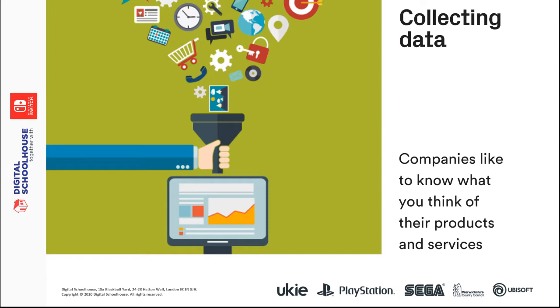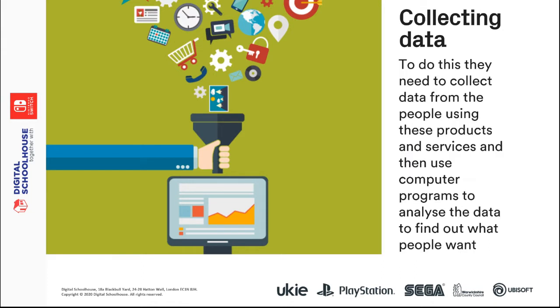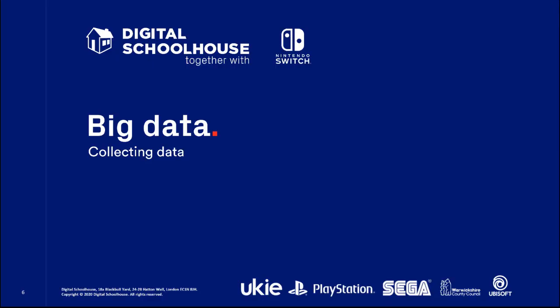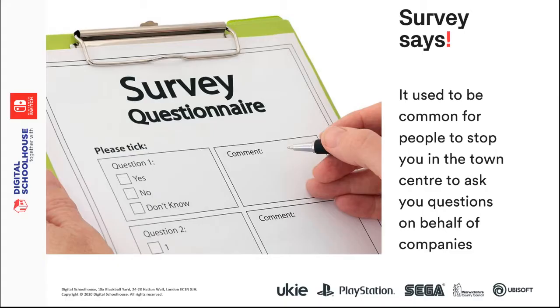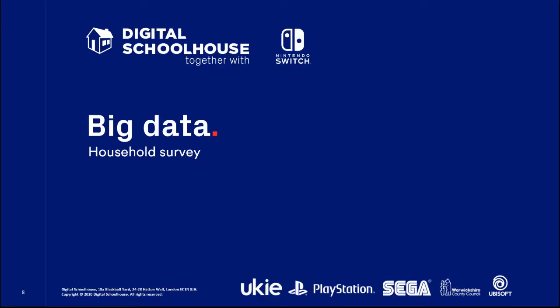So collecting data. Companies like to know what you think of their products and services. To do this, they need to collect data from people using these products and services and then use computer programs to analyse the data to find out what people want. We call this big data. So it used to be really common for people to stop you in the town centre and ask you questions on behalf of different companies. But that became not particularly easy to do, so we'll talk a bit more about that as we go on.